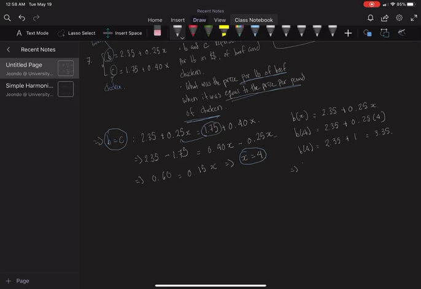So beef is $3.35 per pound. Okay. All right. Great. Now let's do this one.